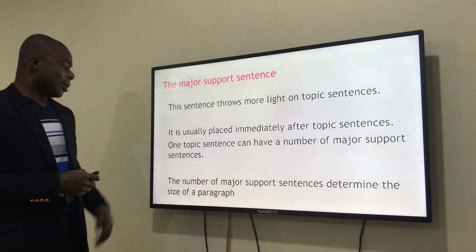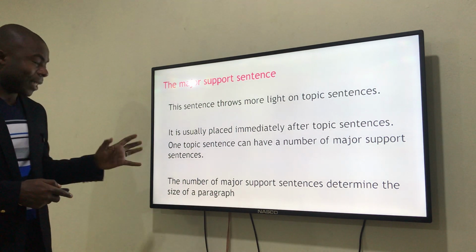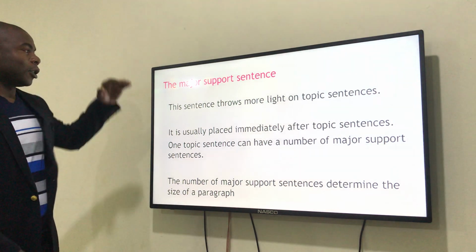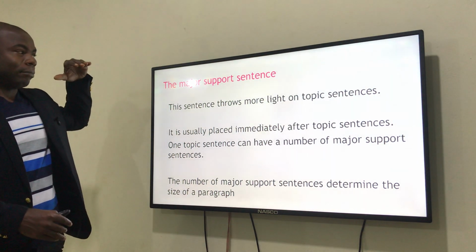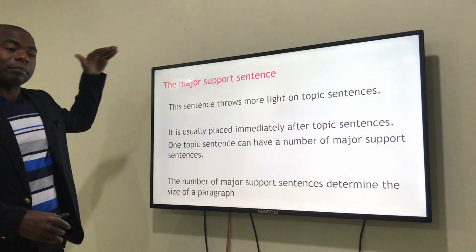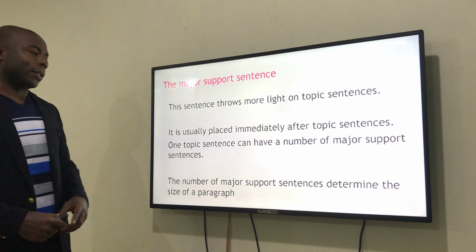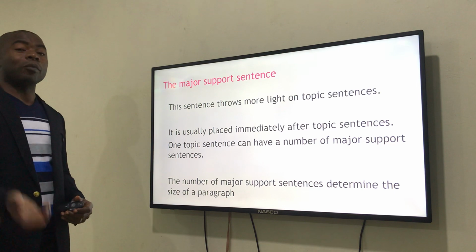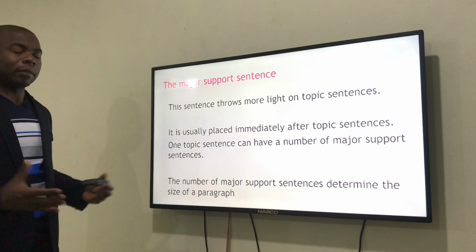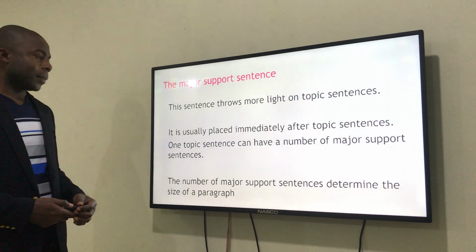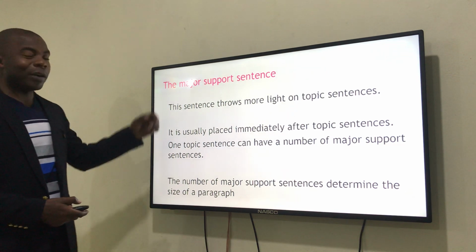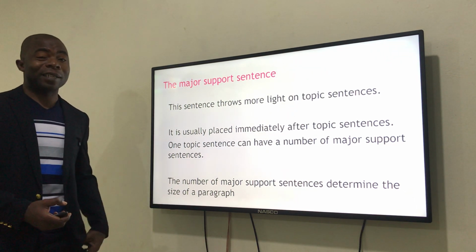So yes, that's it. So we are still descending. Thesis statement, topic sentence, the major support sentence. It can be more than one. It can be quite a number. So naturally, if you see the word major, what comes to mind?